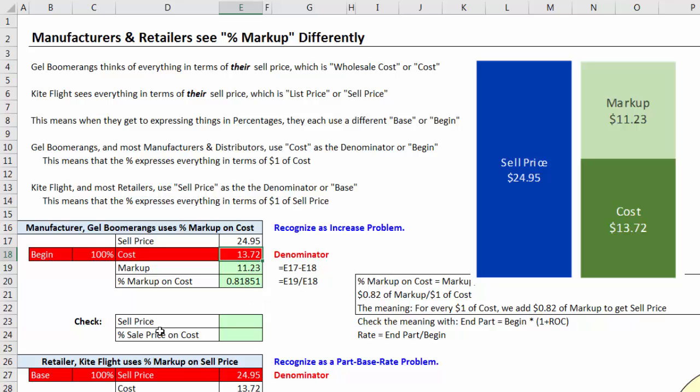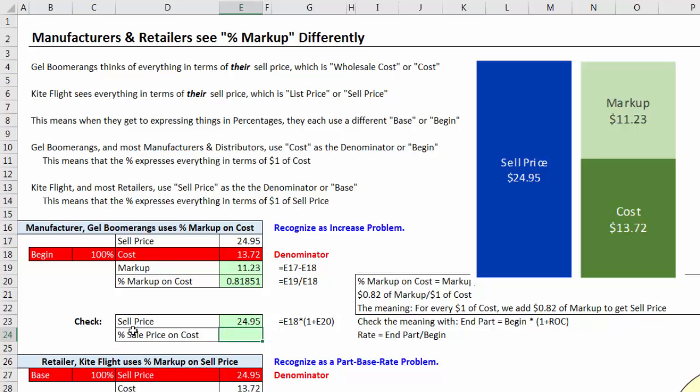Well, if that's the meaning of it, let's go ahead and try. Let's calculate sell price, assuming we only have the cost and the percentage markup on cost. So here's what the wholesaler would do. They know what the cost is, so they take the cost. They know what their percentage markup on cost is, so they say times, in parentheses, there's the $1 plus percentage markup on cost. Close parentheses and enter. And there we have our sell price.